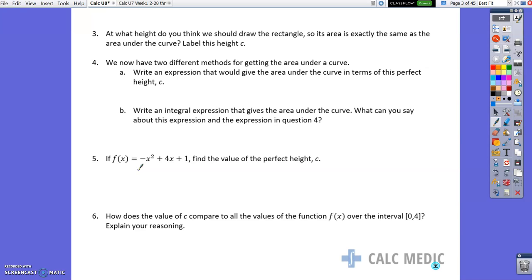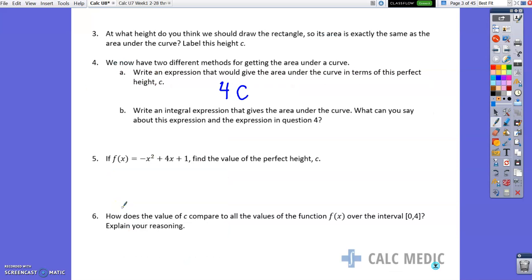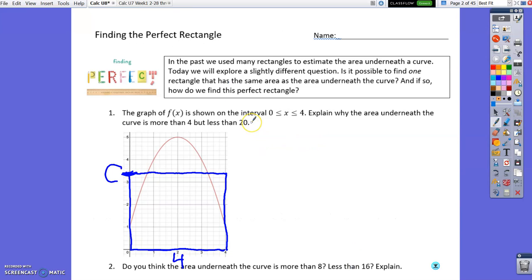Now we have 2 different methods. C, I know, is 4 times C, because this is 4, and that's C high, whatever C is. And then the other one, an integral expression. Well, they told me the name of the curve is f of x, so the integral of f of x dx, and it goes from 0 to 4.